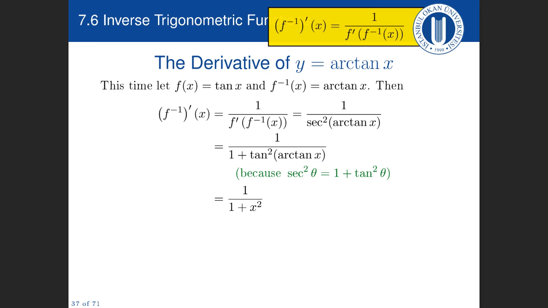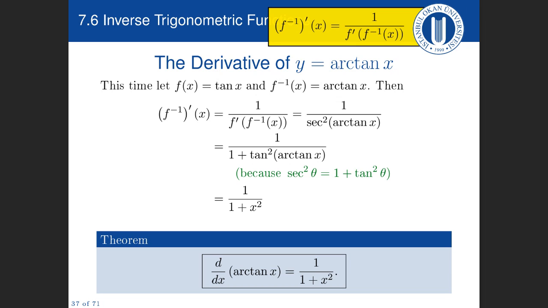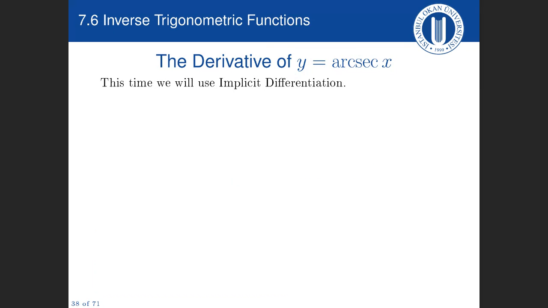Let me write that as a theorem. The derivative of arctan x is 1 divided by 1 plus x squared. Now the derivative of y equal to arcsec x. This time we're going to be doing this a little bit differently. Instead of using the inverse derivative formula, we're going to use implicit differentiation.